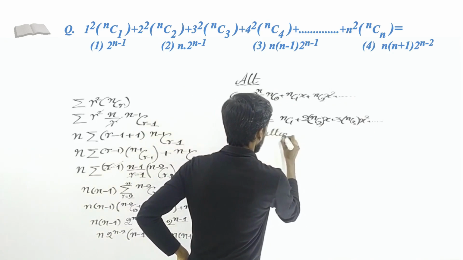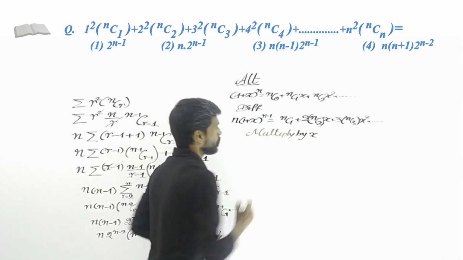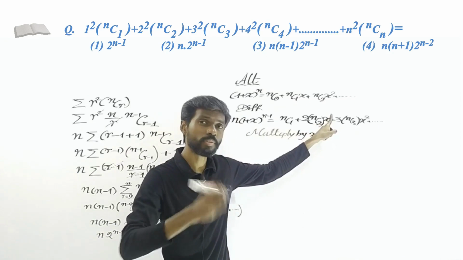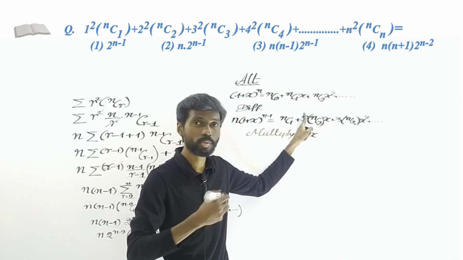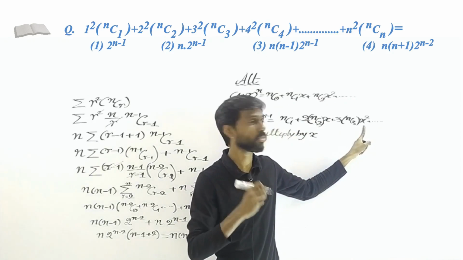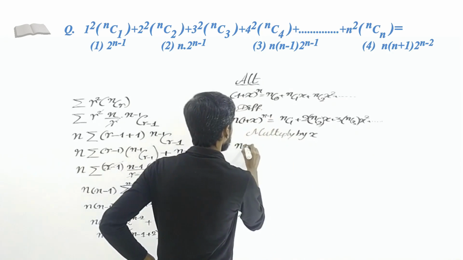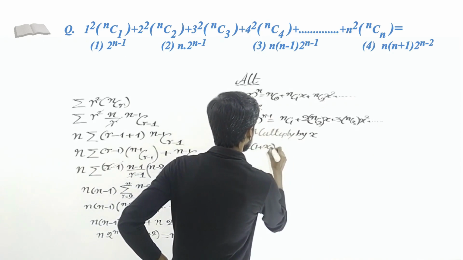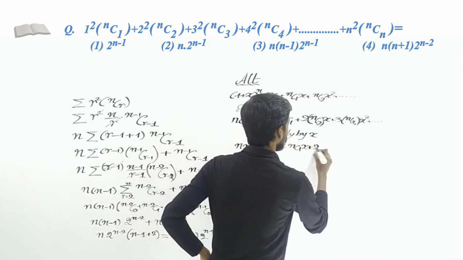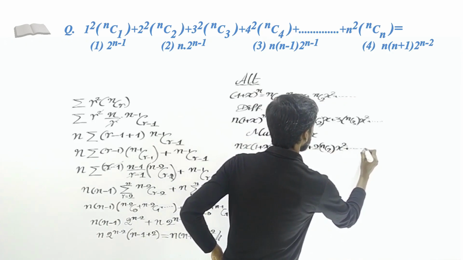So multiply by x. If you multiply the whole equation by x, you get x square here. If you differentiate that, you will get 2 times 2. If x cube is differentiated, it is 3x square, 3 multiplied by 3. So the whole equation is multiplied by x. So we'll get nx(1 + x)^(n-1) equals nC1 x + 2 nC2 x square, etc.